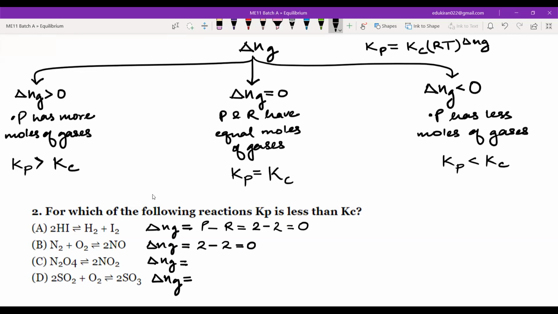Now Khalid, you tell me in this one. N2O4. Number of moles of gases in the product? Can you hear me or not? Yes, sir. So you heard my question? Whatever the number of moles difference is, you tell me then. 2 minus 1. So this will be equal to 1. Okay.